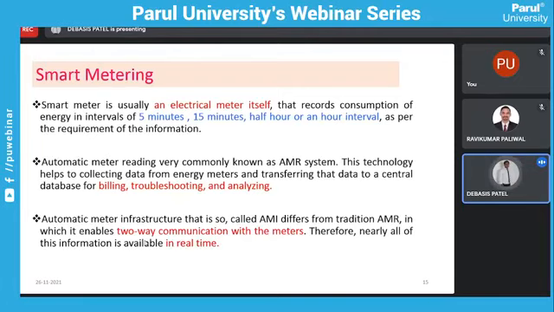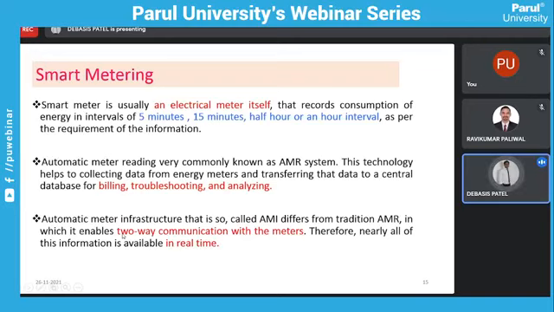So coming to the next, what is it? Automatic meter reading, very commonly known as AMR. Initially, we were using the automatic meter reading system. This technology helps in collecting data from energy meters and transferring the data to a central database for billing, troubleshooting and analyzing. Advanced metering infrastructure, that is so-called AMI, differs from traditional AMR.